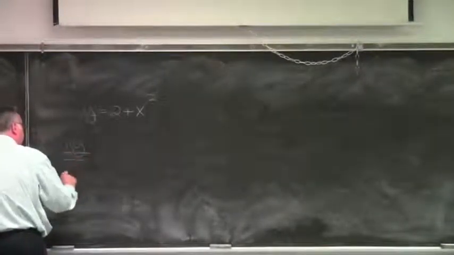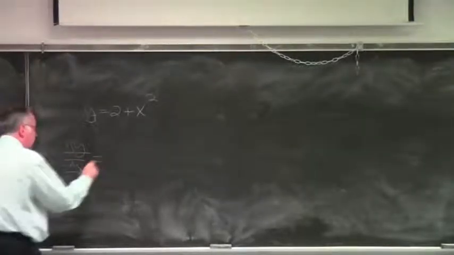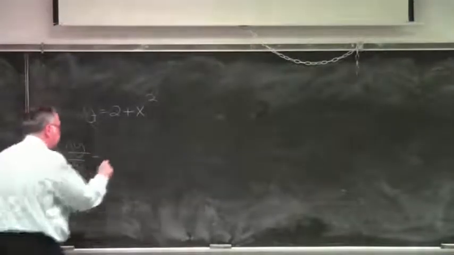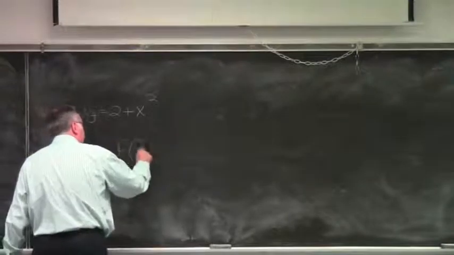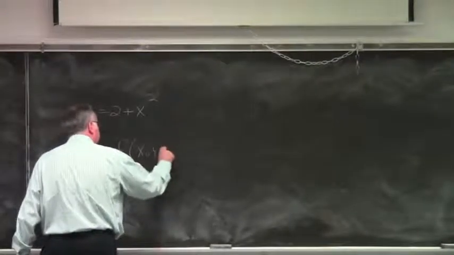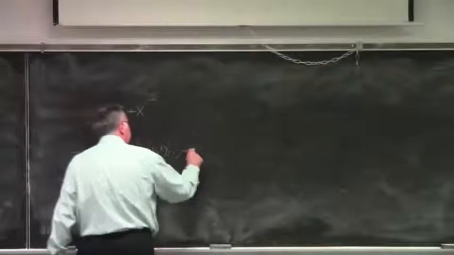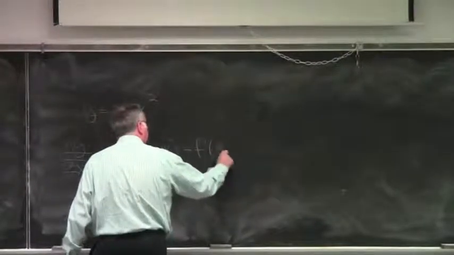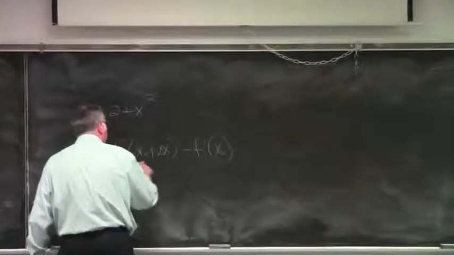So just memorize this formula. The difference quotient is just this. It's f evaluated at x sub 0 plus delta x, minus f evaluated at x sub 0, all divided by delta x.